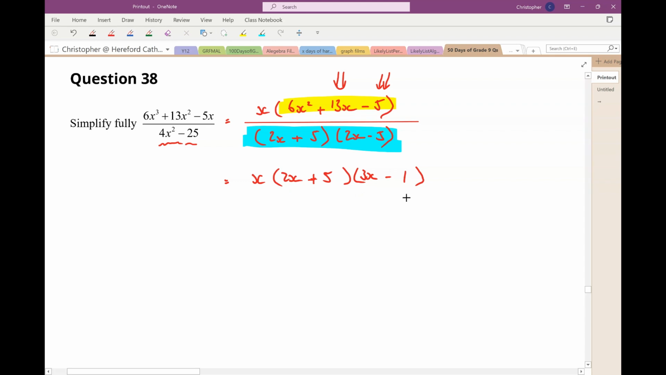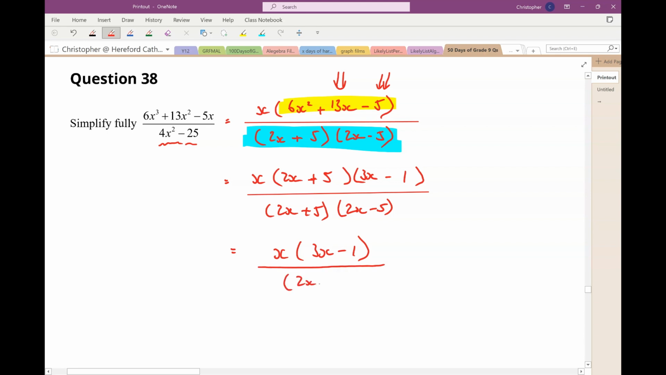And that's all over 2x plus 5, 2x minus 5. So now I'm going to divide the top and bottom by 2x plus 5. It's going to leave me with x lots of 3x minus 1 over 2x minus 5. And that is my solution for question 38.